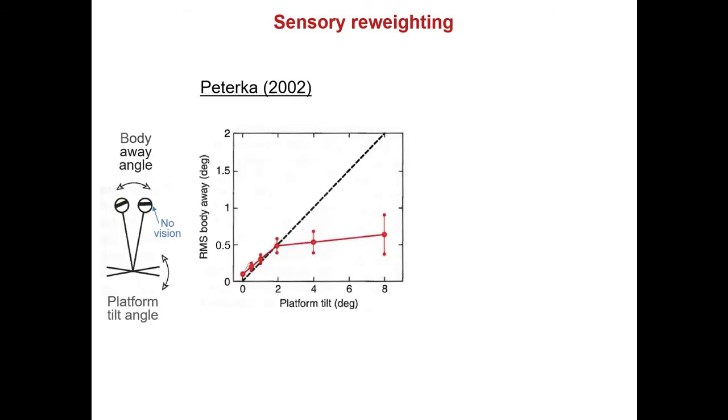In this experiment, a blindfolded participant stands on a platform that tilts up and down. In the graph, on the y-axis, we have the amount of body sway. On the x-axis, we have the amount that the platform is being tilted. A value of 0 on this axis means that there's no platform tilt, and that the platform is stable. In contrast, 8 degrees means that the platform is tilting up by about 4 degrees and down by about 4 degrees in its movements.